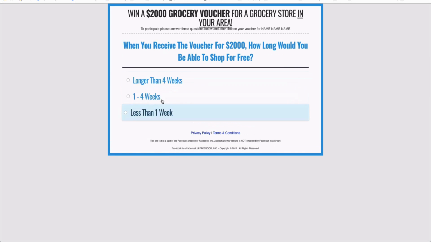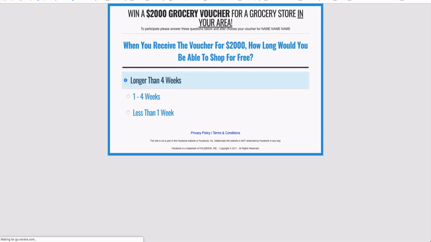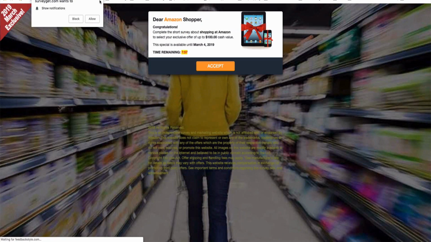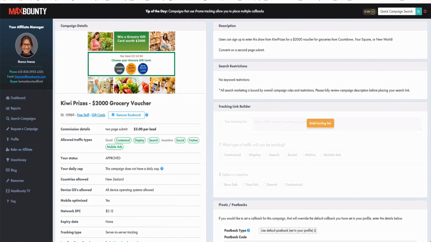Now once we do this last one, it redirects them to this offer. This is not going to work for me, because I'm not in New Zealand, so it basically blocks me from seeing that offer. So let's get out of there. But essentially that's how it works. Then they get redirected to this page, they enter their email address, and then we get paid $2.